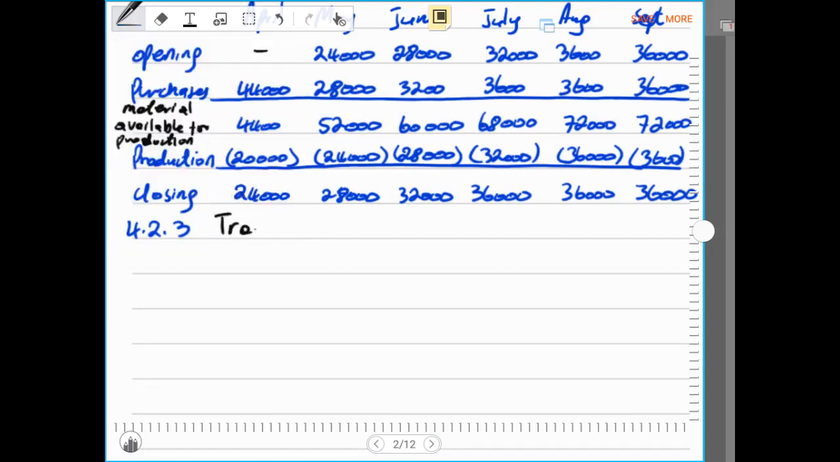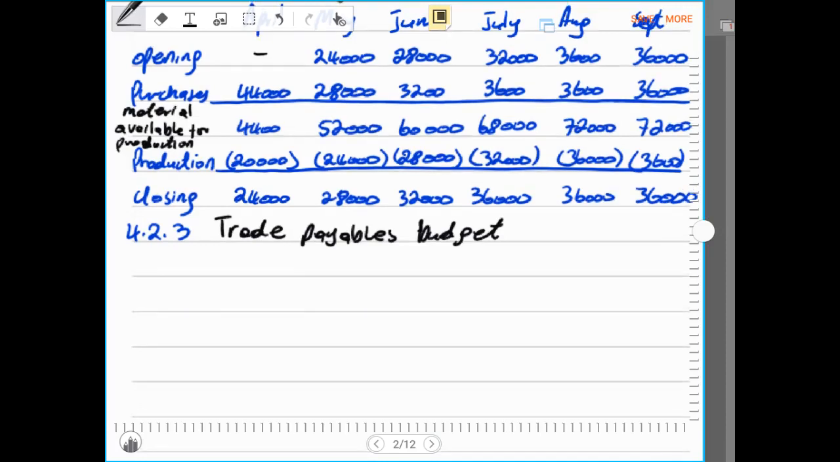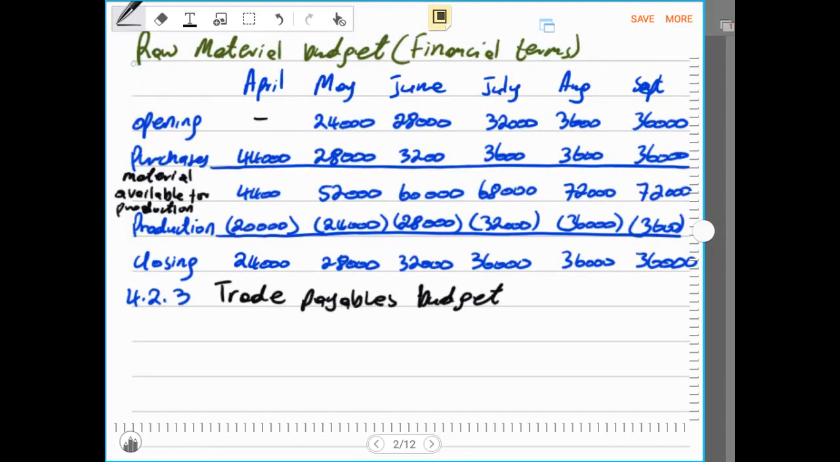So now we are doing the trade payables budget, where we are budgeting for the payables. Remember, in the trade payables budget we are looking at how we are going to pay our creditors and how much will be the balance of our trade payables by the end of each month, which will be recorded in the statement of financial position by the end of each month or by the end of the year. So now in this case we have to take into account the raw material budget.